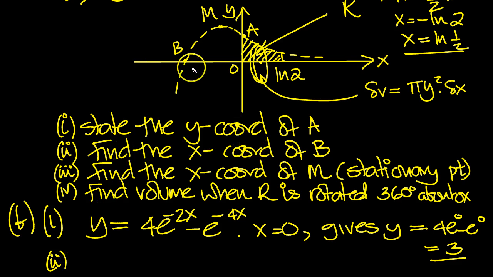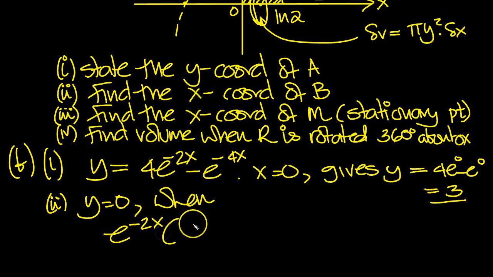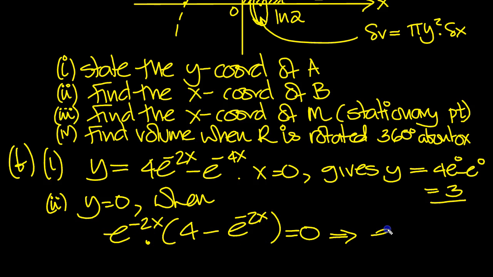Now find the x-coordinate of B. So when does y equal 0? y equals 0 when this is 0. There's an e to the minus 2x common, so put that outside a bracket. We've got a 4 here, minus, and we need another e to the minus 2x, don't we? Because when you multiply you add the powers to get minus 4. This is never 0, so the solution comes from this part. e to the minus 2x equals 4, and that was the solution to part A, wasn't it? x is equal to log of a half.